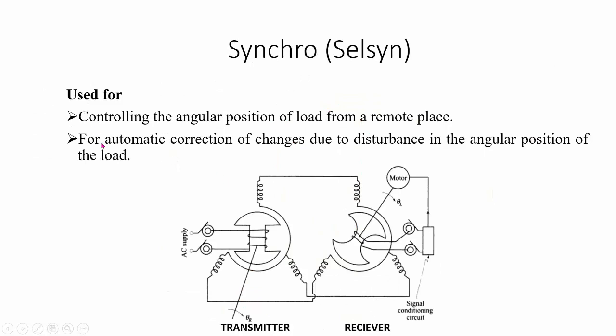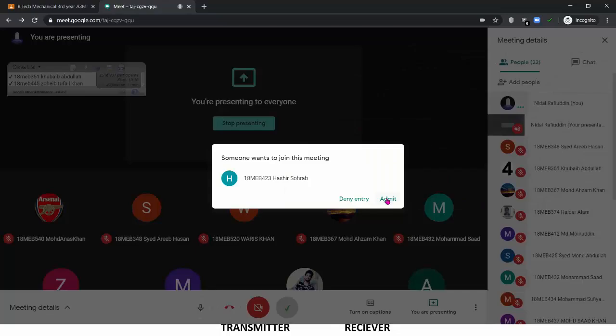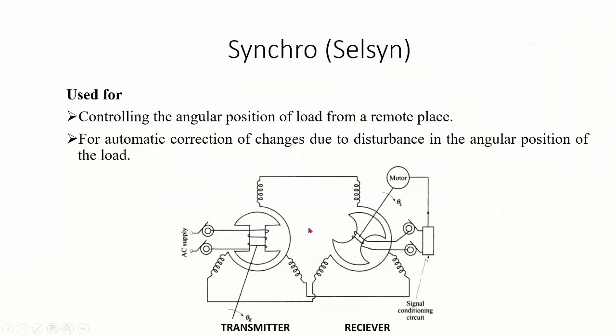So they are used for automatic correction of changes due to disturbance in the angular position of the load. So if any sort of changes occur in the angular position of the load side, we'll discuss that in the upcoming slides. Just for the sake of a glimpse of the synchro, I'll explain how this device works, but for the time being, you can think of it as accompanying a transmitter and a receiver.